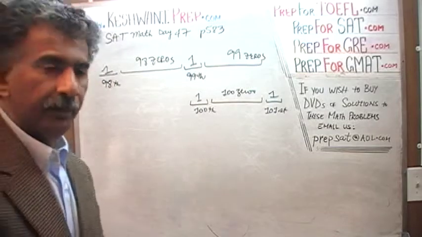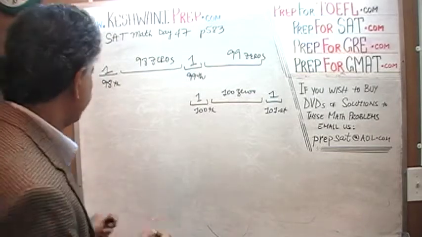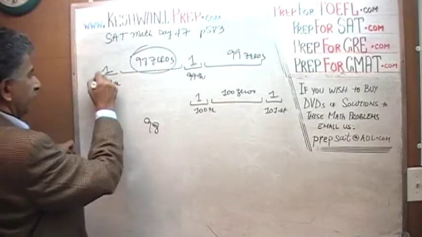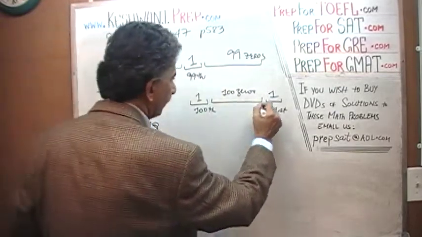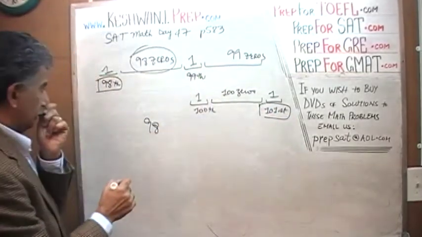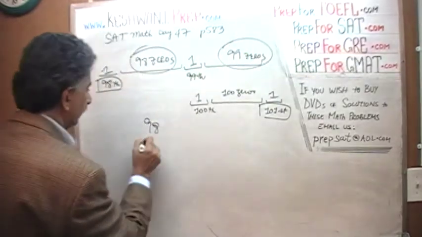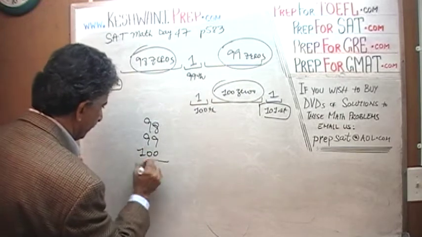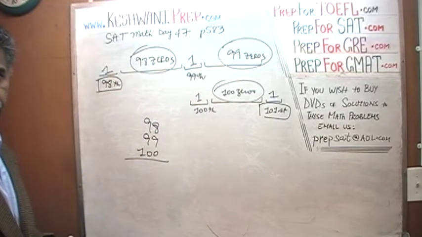Well, let's count them, shall we? Here we have 98 zeros. Here's our 98th one, and here's our 101st one. So we have to count all the zeros. Here we have 99 zeros. And here we have 100 zeros. That's it, that's your total.